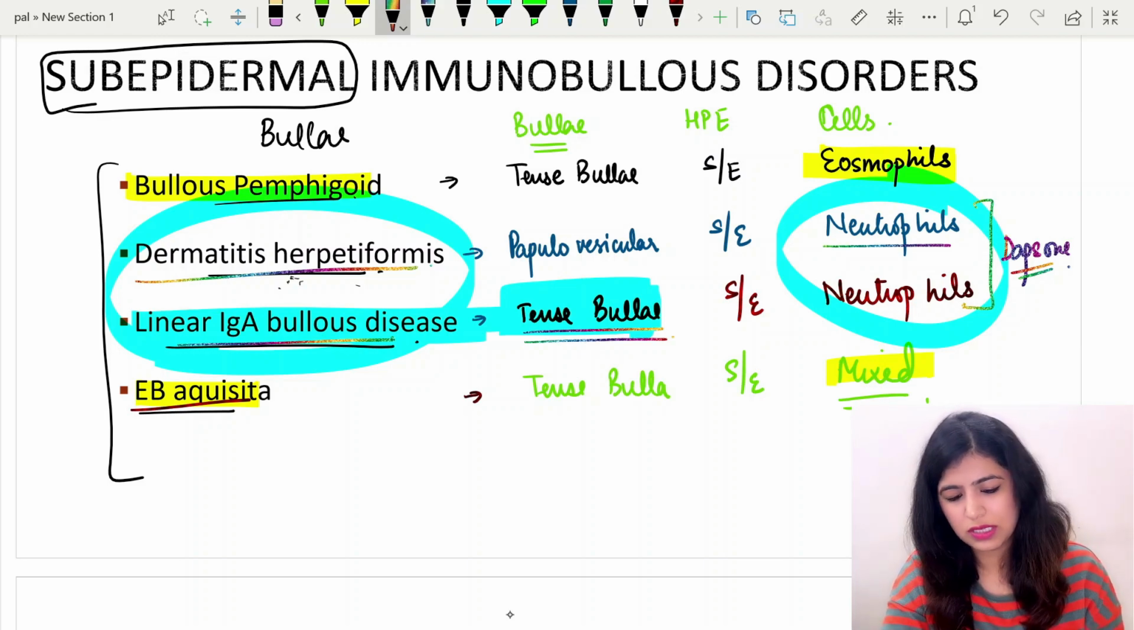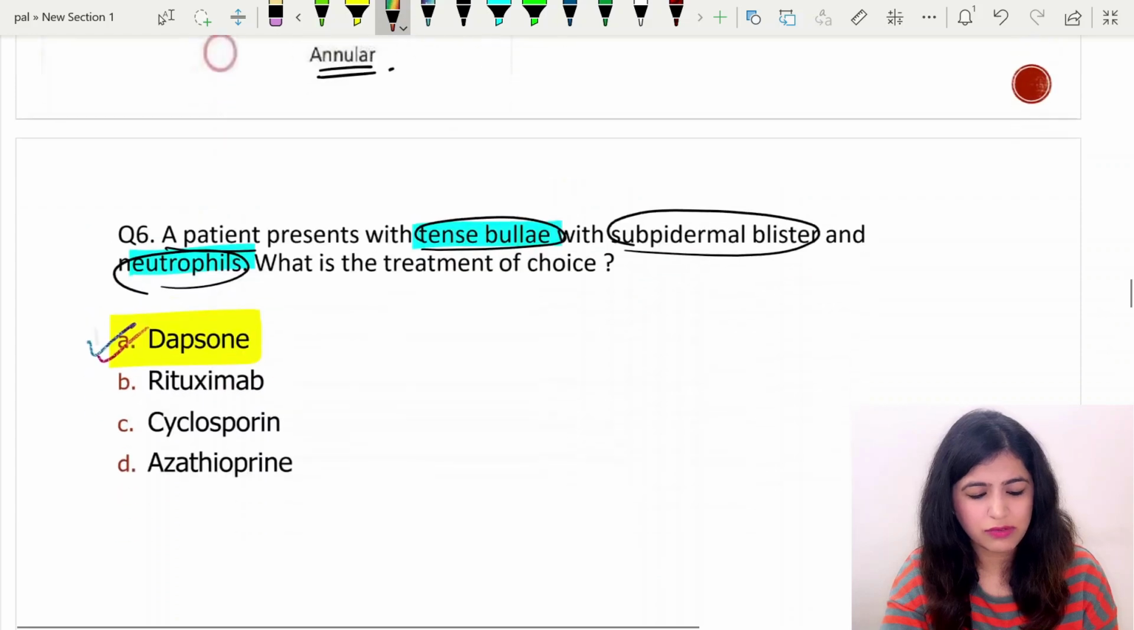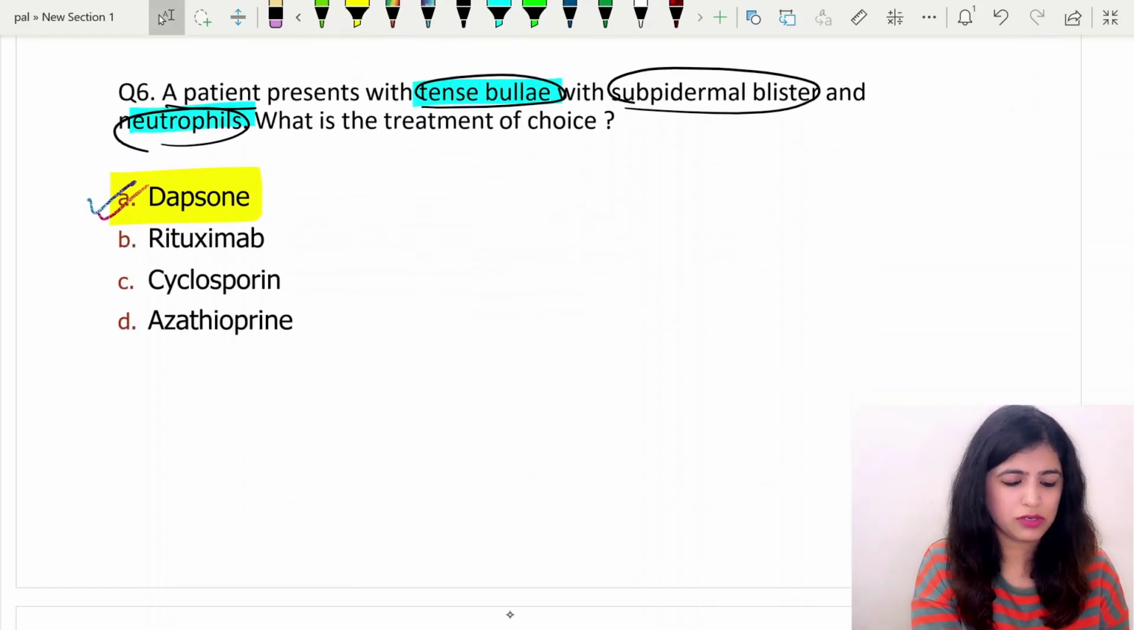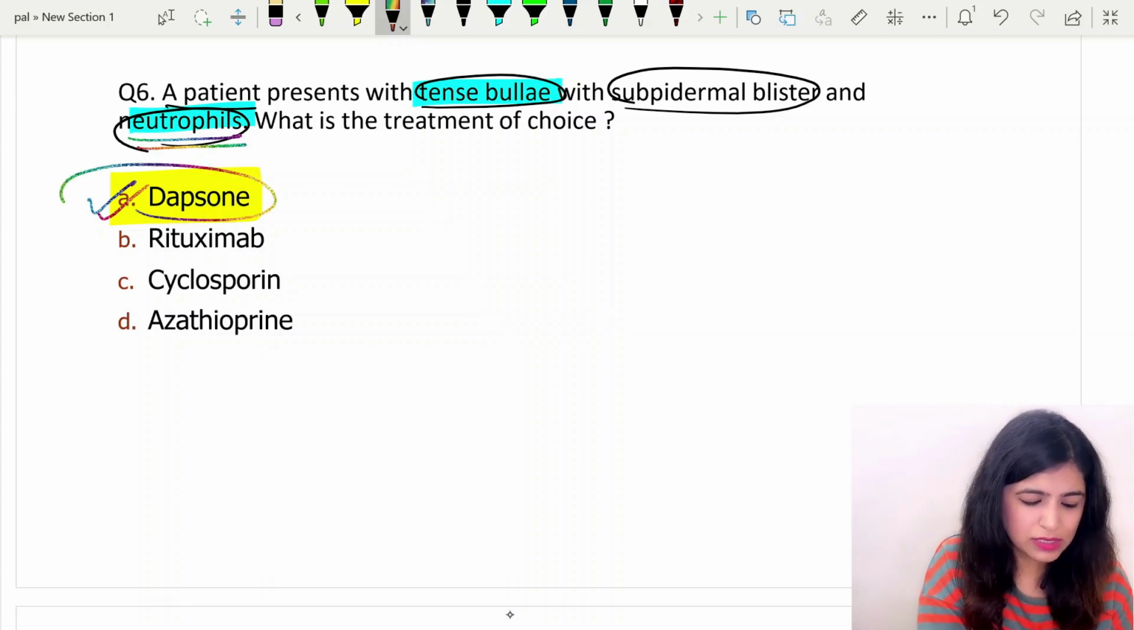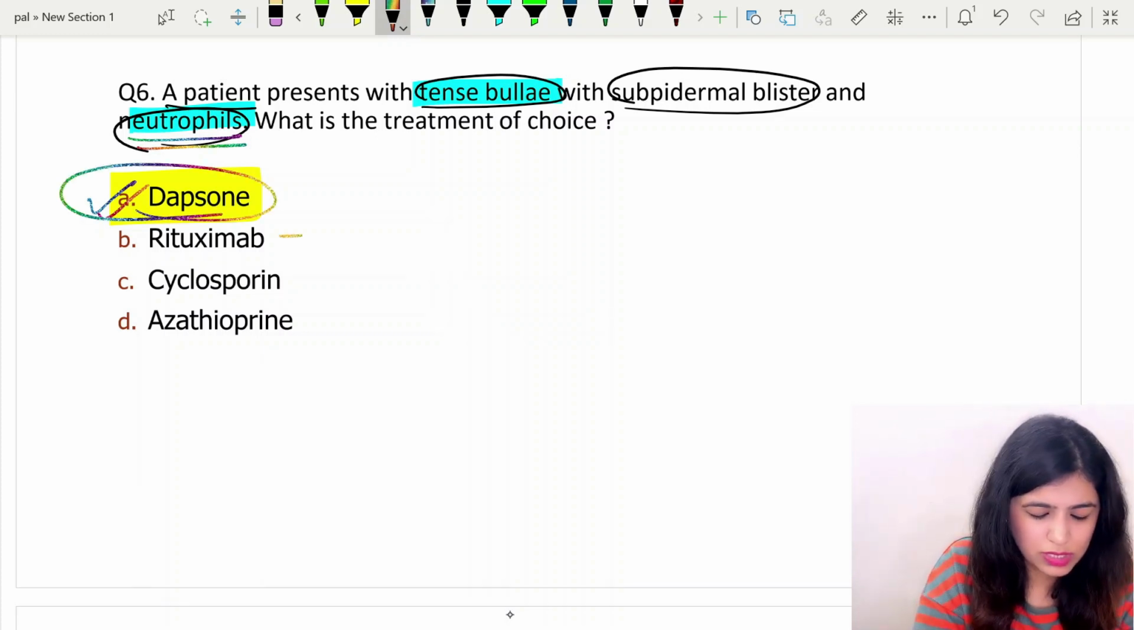Good that the clinical picture was not asked, otherwise some of you could have marked it wrong. Neutrophils are present in both LABD and DH. Tense bullae means LABD. Drug of choice, dapsone.